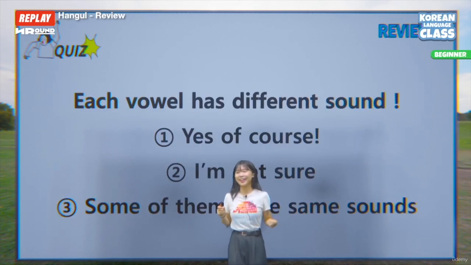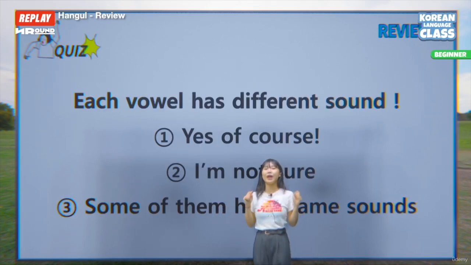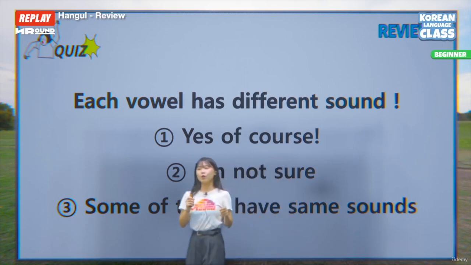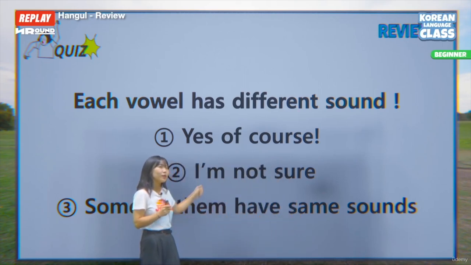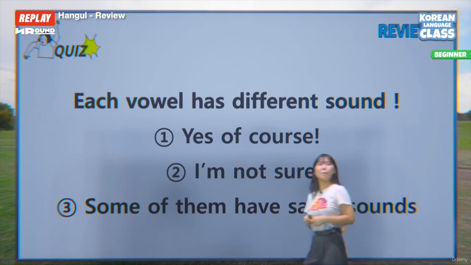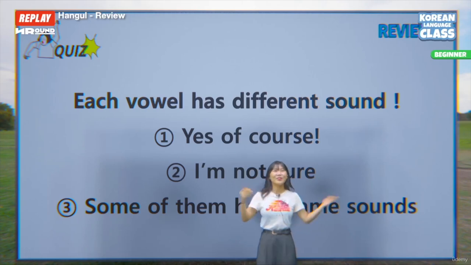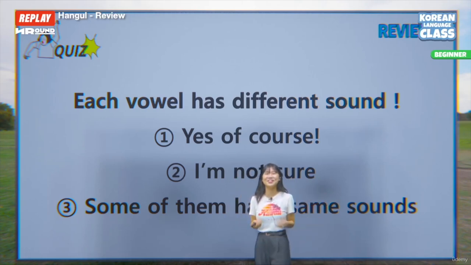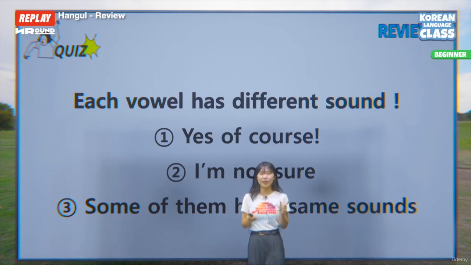And another quiz. We have 21 vowels, and each vowel has a different sound. Number 1, 2, or 3? Yes, the answer is number 3. I'm not sure? Good job. Thank you for being honest. Okay, the answer is number 3. Some of them have really similar sounds, so I just say they have the same sound.